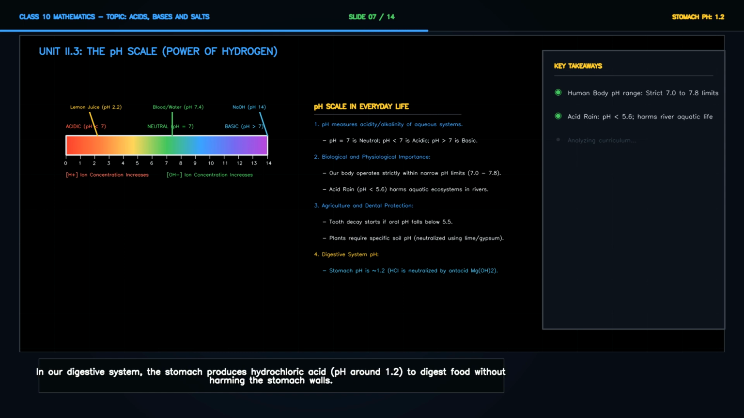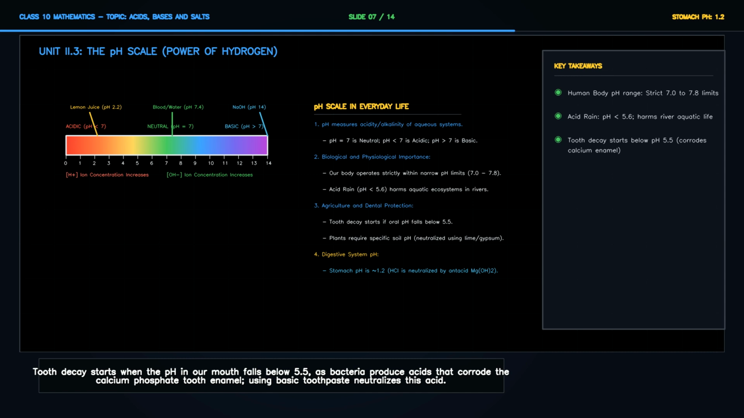Tooth decay starts when the pH in our mouth falls below 5.5, as bacteria produce acids that corrode the calcium phosphate tooth enamel. Using basic toothpaste neutralizes this acid. Soil pH is also vital for healthy plant growth. Acidic soil is treated with quicklime or slaked lime, while basic soil is treated with organic matter.